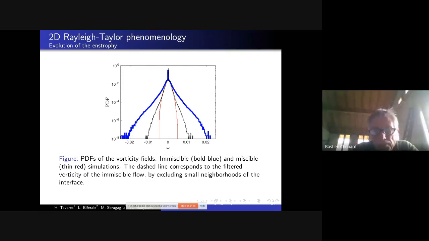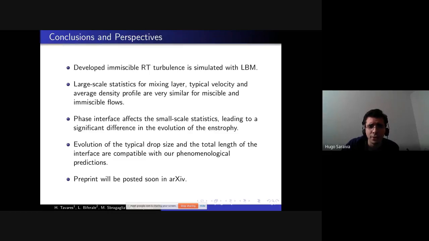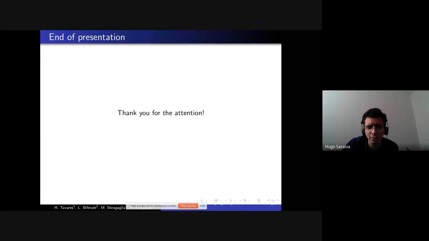Okay, so this is essentially what we have done, and we managed to properly simulate fully developed miscible and immiscible Rayleigh-Taylor turbulence. It seems that there is no significant difference in large-scale statistics, and the interface seems to affect only the small-scale statistics, as we see in the measurements of the entropy. We see that the numerical results for the interface have a good agreement with our phenomenological predictions. I would like to thank you for the attention, and I'll be happy to hear your questions.